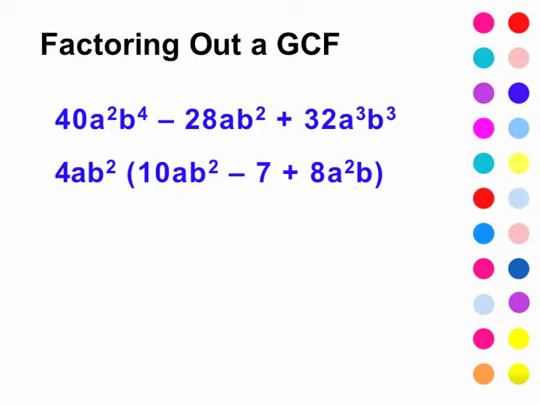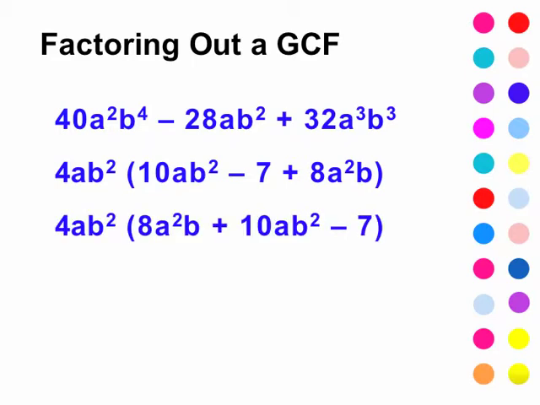And now we would look at the trinomial inside the parentheses. Is there any other common factor I can take out? Or can I factor that further? I cannot. But I might rewrite it so that the a squared term is first, then the a term, then the constant. And so that's called factoring out a greatest common factor.